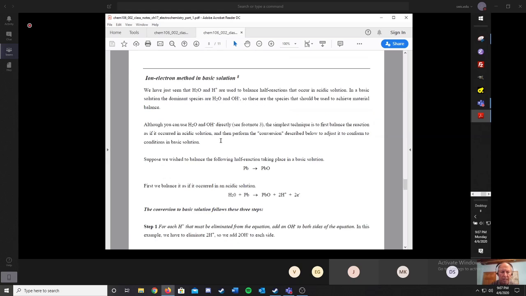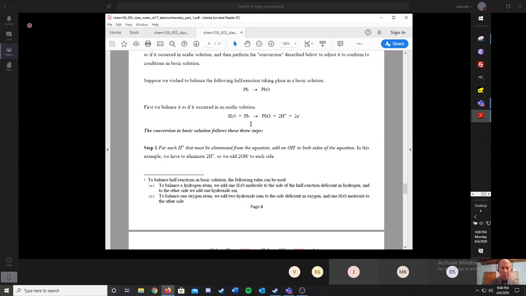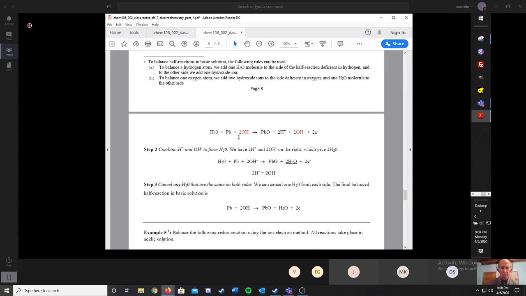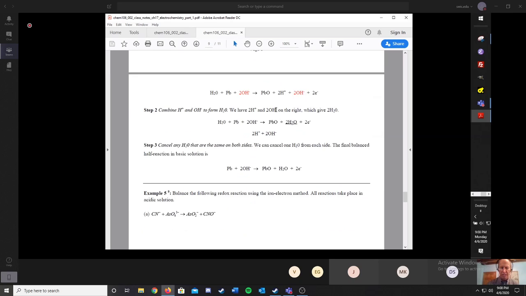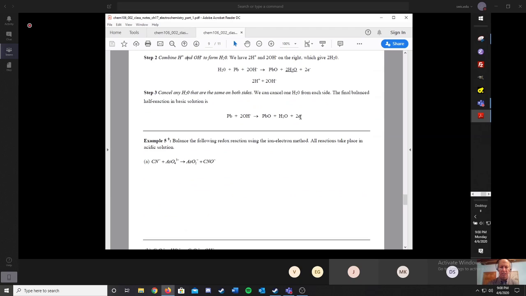And then we can also balance them in basic solution, and it involves using OH minuses. Like in this step right here, we use OHs. We start out with H plus, but then towards the end, we add an equal number of OH minuses. And we end up with a balanced reaction in basic solution.